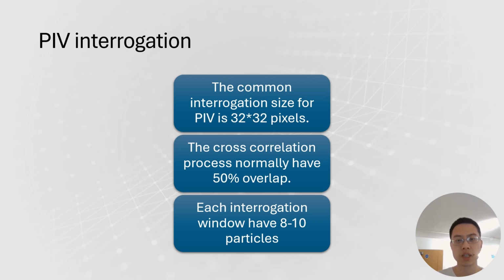Here's the PIV integration. The common integration size for PIV is 32 times 32 pixels. The cross correlation process normally has 50% overlap. Each integration window has 8 to 10 particles.